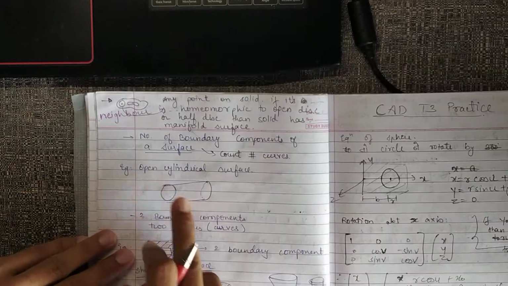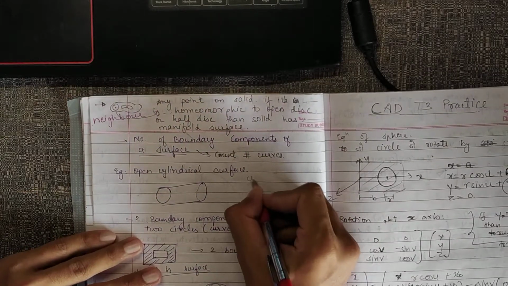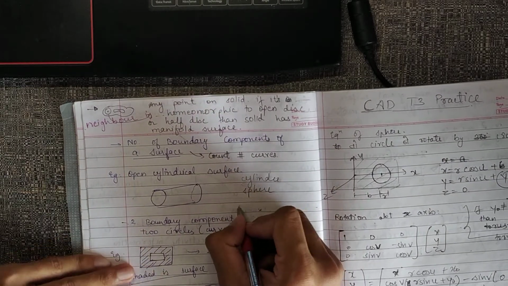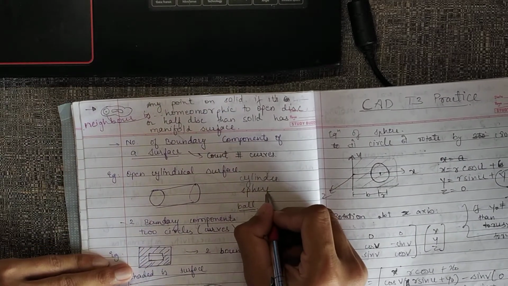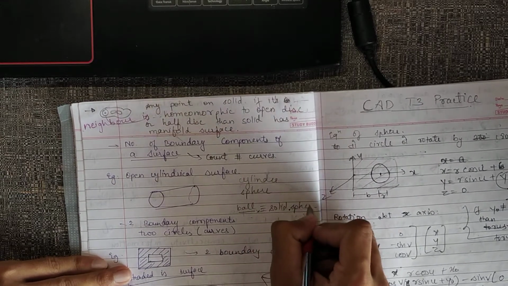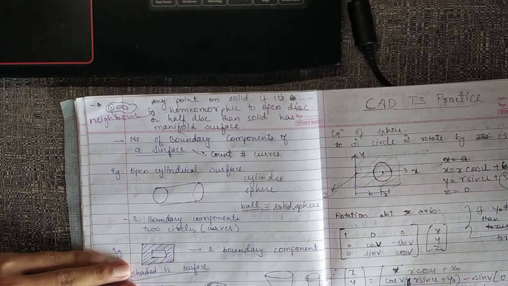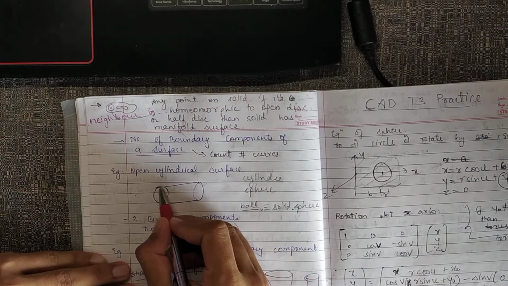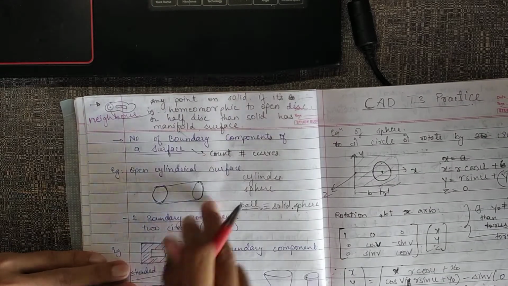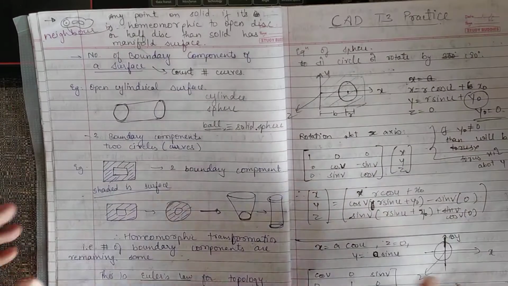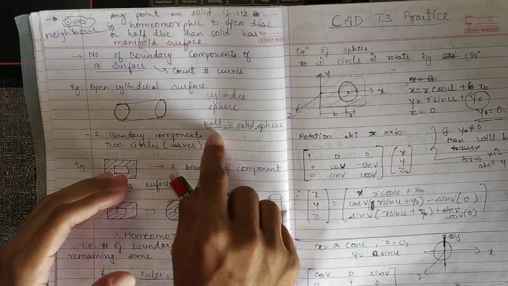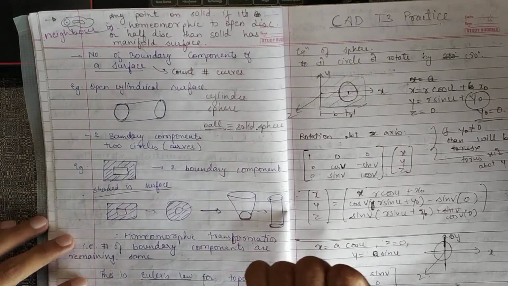So a cylinder is a surface, a sphere is a surface, but a ball is a solid. So a solid sphere is called a ball. You should be clear with this. So for a cylinder, this one edge, this curve and these two curves are the boundary components. For a sphere, there is only one boundary component, that is the outside sphere. So for a ball, there is one.